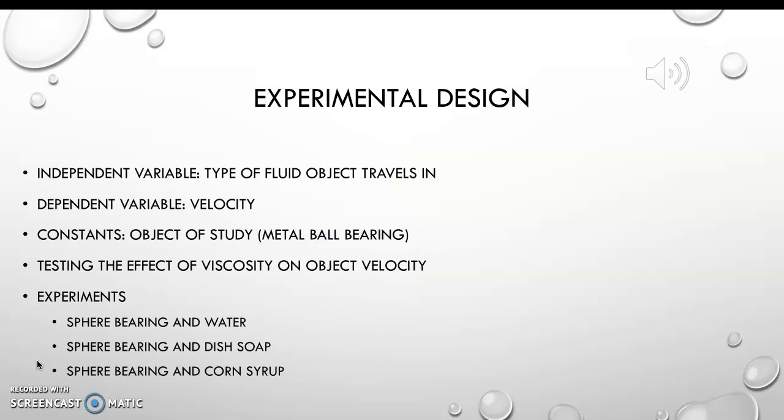We designed our experiment to have the independent variable being the fluid that the object travels through. The dependent variable is velocity, which we will use to calculate viscosity and the relationships. The constant was the metal ball bearing that we used to drop through the fluids. We used the same one for each trial. We dropped the metal ball bearing through water, dish soap, and corn syrup and recorded their velocities through those fluids.